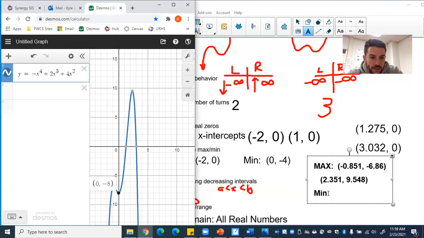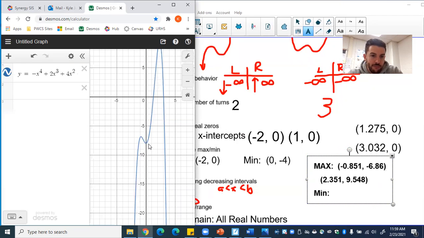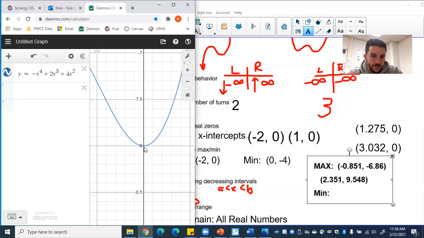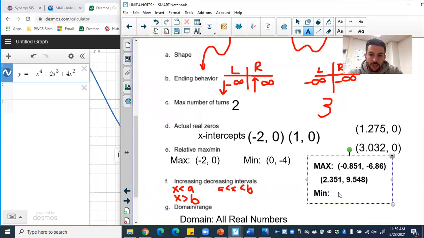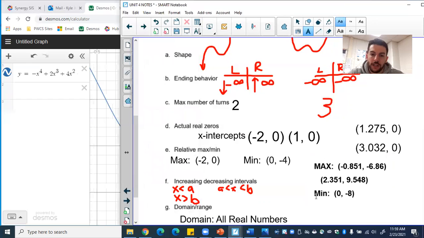Okay, and then this min point right here, the bottom of the dip right here. Let me just zoom in to make sure. Yeah, that bottom of the dip right there, 0, -8. That would be the lowest point, as well as the y-intercept. Okay, so there are the max and mins right there.